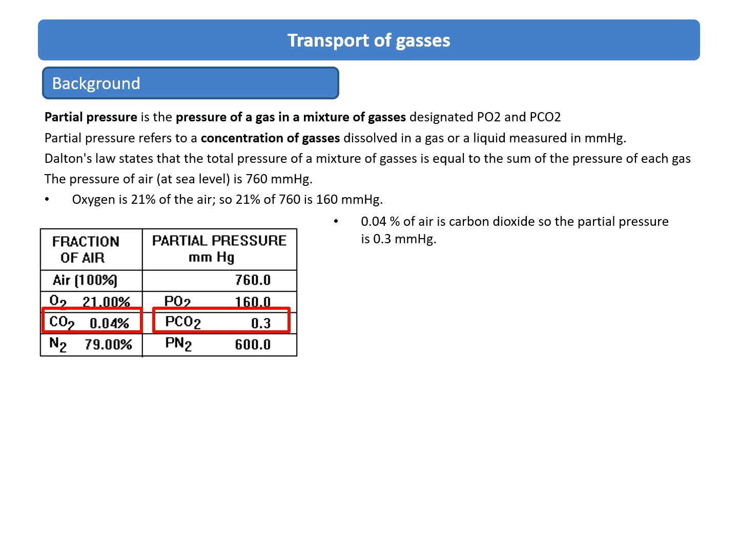0.04% of air is carbon dioxide. So the partial pressure of carbon dioxide is 0.3 of a millimeter of mercury. It's a little odd that there's so little CO2 in the air and yet it has such a big effect on climate change. 79% of the air is nitrogen, so the partial pressure of nitrogen is 600 millimeters of mercury.